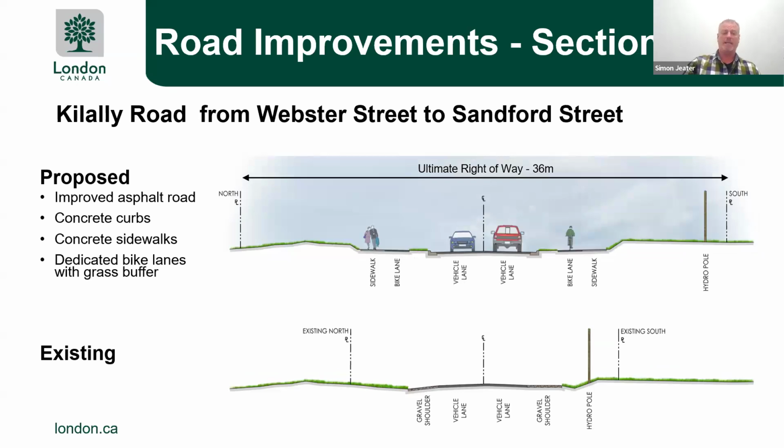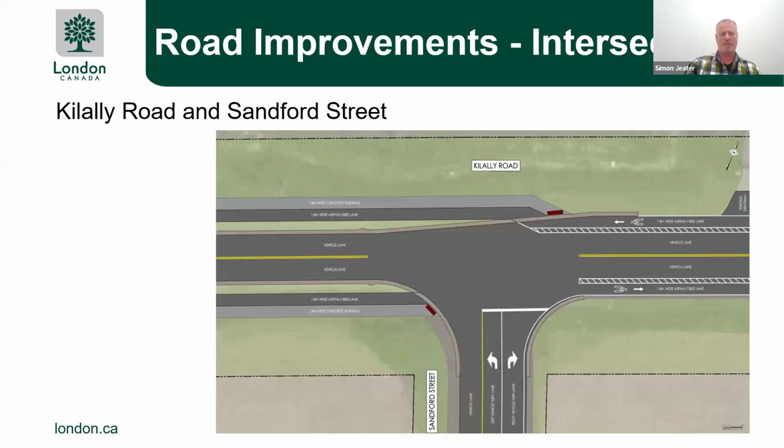The second cross section I'm showing here is basically the section from Webster to Sanford Street. Again, here you can see we've got the dedicated bike lanes and sidewalks that are off the road. We've got our 2 lanes of traffic, and we are showing the full 36-meter right of way with the new hydro pole locations. And that's all going to take place as part of this contract. And you can see the current cross section. It's just a single lane in each direction with some gravel shoulders and minimal ditches. And the hydro poles currently are located very tight to the edge of pavement. So we're going to be improving that situation.